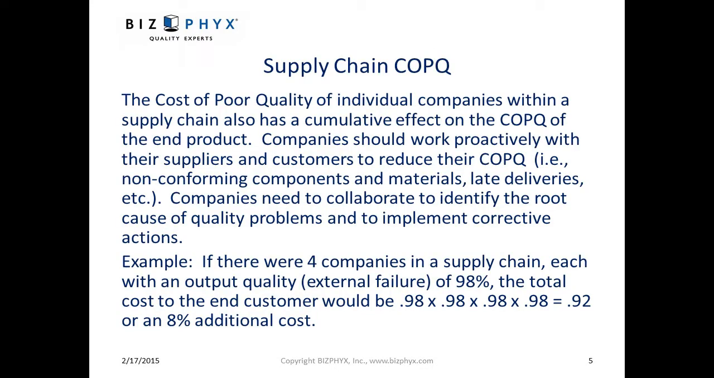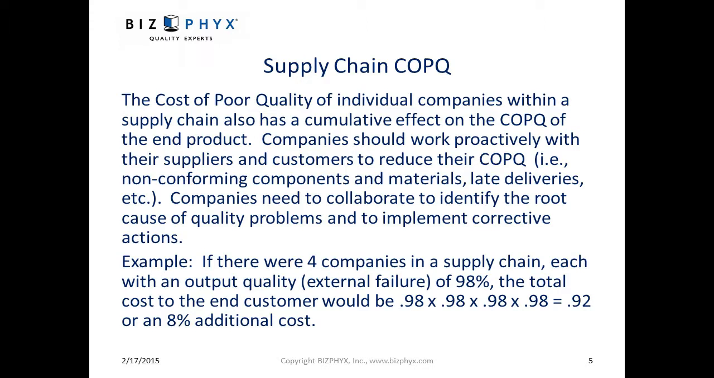To expand the definition, let's think about your organization's supply chain. The costs to the end customer accumulate throughout the supply chain. Companies can work proactively with their suppliers and customers to reduce their overall cost of poor quality. Companies can collaborate to identify the root causes of quality problems and implement corrective actions.